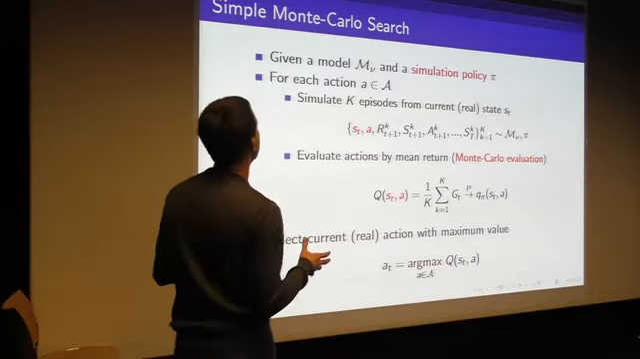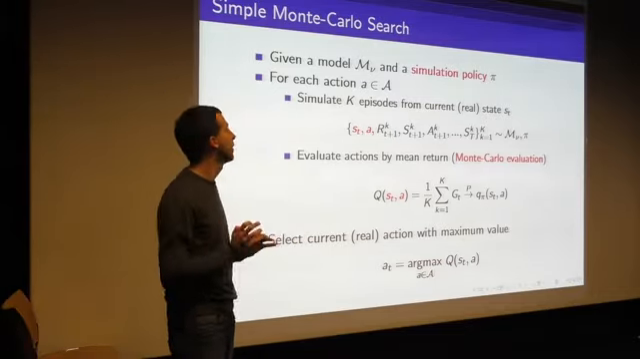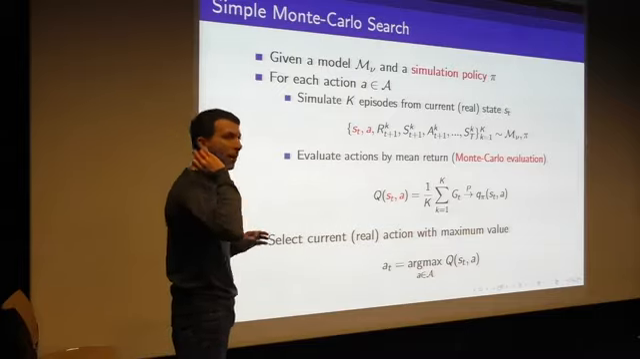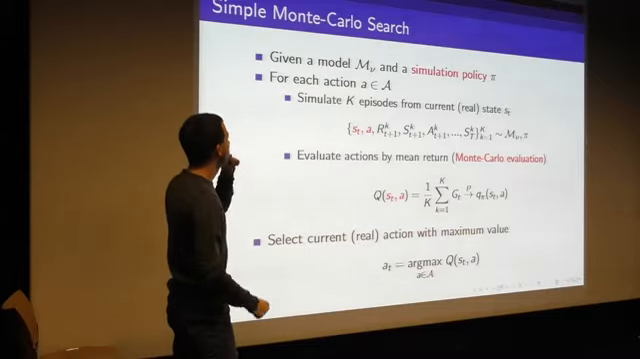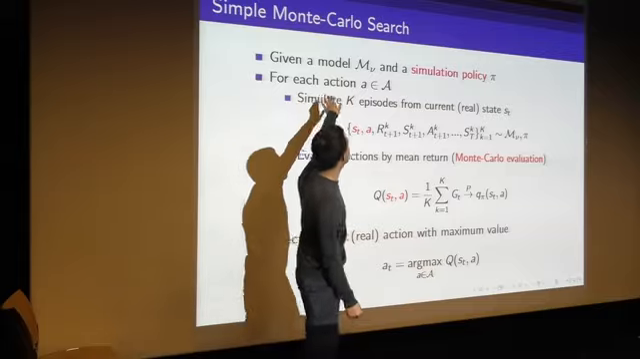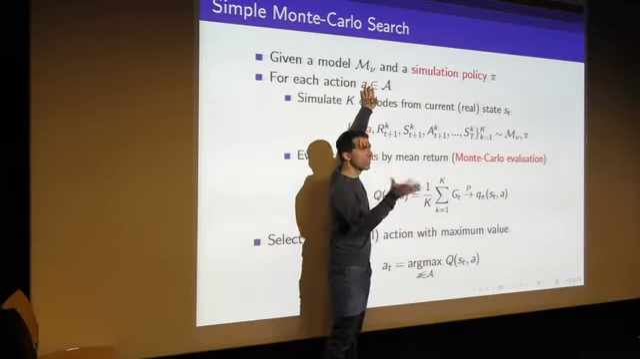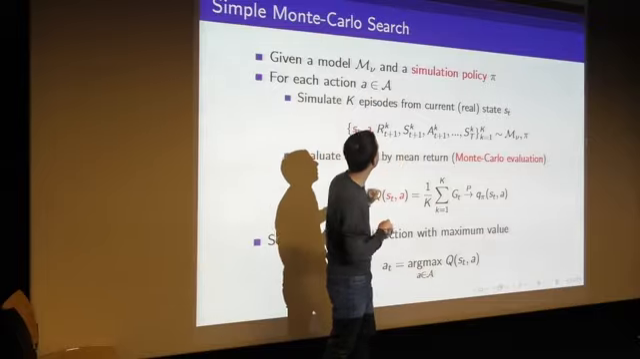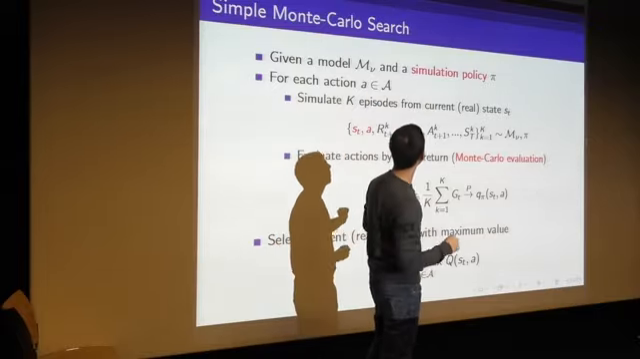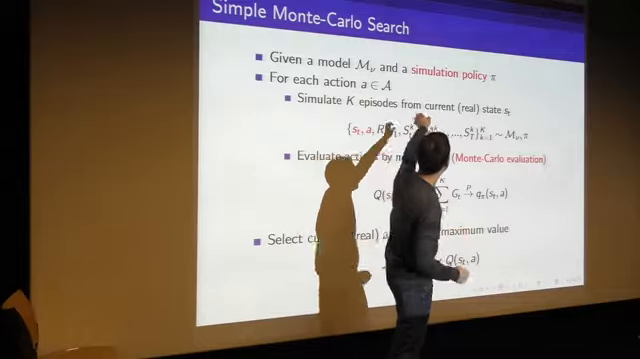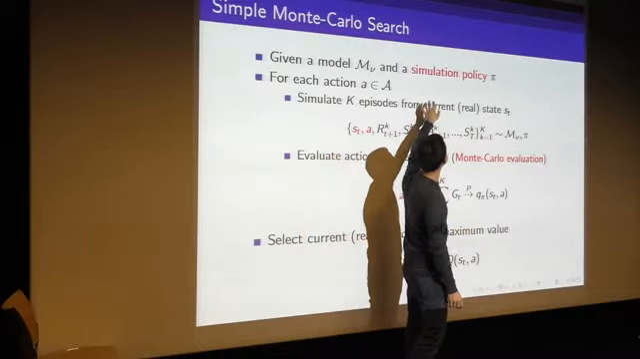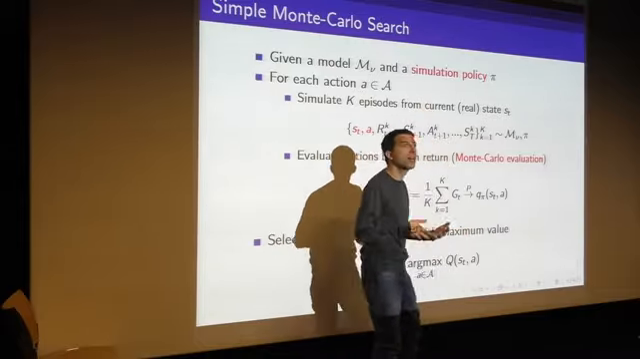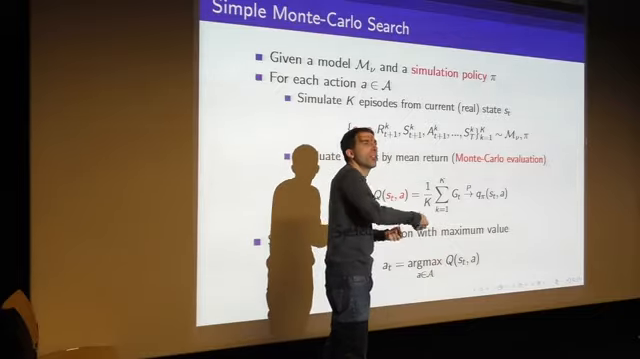So what does this look like? Let's start with the simplest possible version. This is what I call simple Monte Carlo search. So let's just assume that we've got some model, or someone tells us the rules of the game, or we've learned our model of how the rocks are working, or how the robot's walking, how the helicopter's flying, and we have some simulation policy pi. So a simulation policy, it's just some way that we are going to pick actions in our imagination.